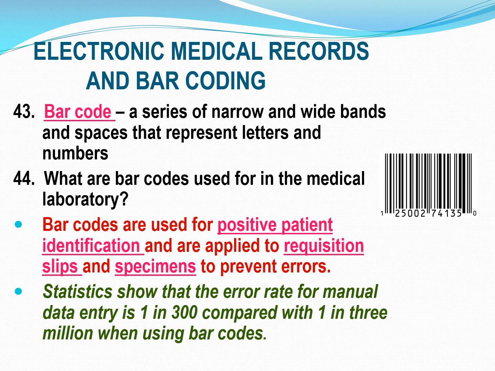So they have requisitions with barcodes on them. It cuts down errors, because now you're not having to rely on writing down the right thing, or people being able to read each other's handwriting and all that kind of stuff. It really can prevent errors. Statistics show that the error rate for manual data entry is 1 in 300 compared to 1 in 3 million when using barcodes.